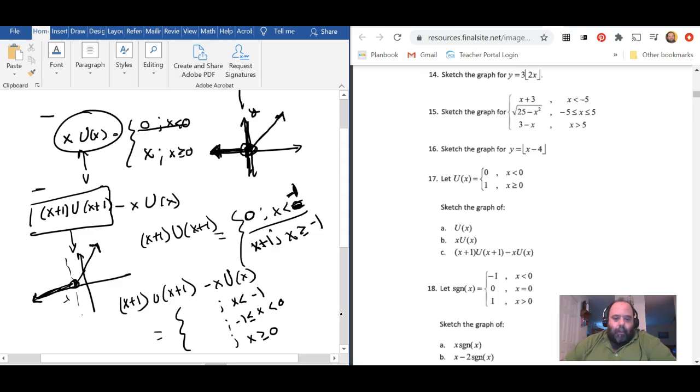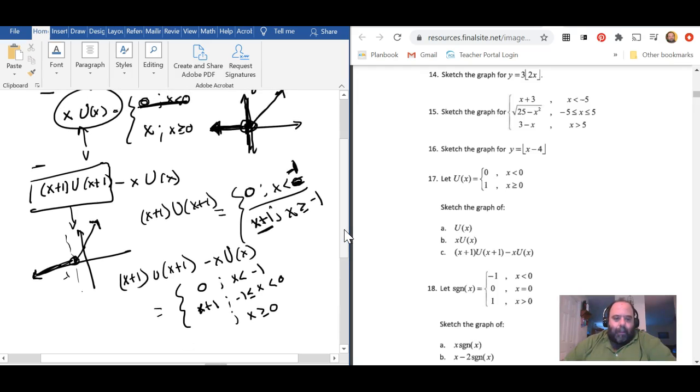0 minus 0 is 0. So that's 0. Okay, so let's look at this one. Between -1 and 0, I'm now following this rule and this rule. So that's x plus 1 minus 0, which is x plus 1. Okay, great. And then above 0, I'm following this rule and this rule. So x plus 1 minus x is going to give me back 1.